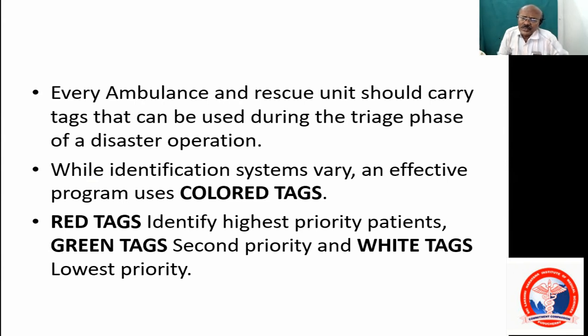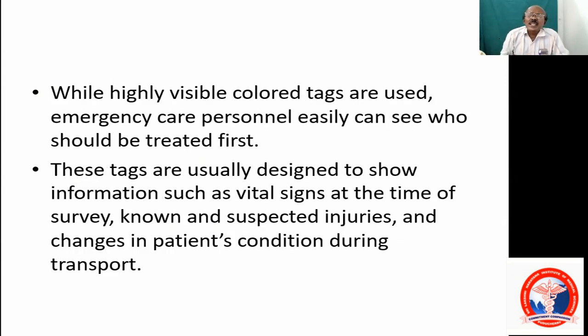Every ambulance and rescue unit should carry tags that can be used during the triage phase of a disaster operation. Suppose you have a massive disaster at the scene of the operation; you need a tag system. While identification systems vary, an effective system uses colored tags. Red tags identify highest priority patients, green tags second priority, and white tags lowest priority. While highly visible colored tags are used, emergency care personnel can easily see who should be treated first.